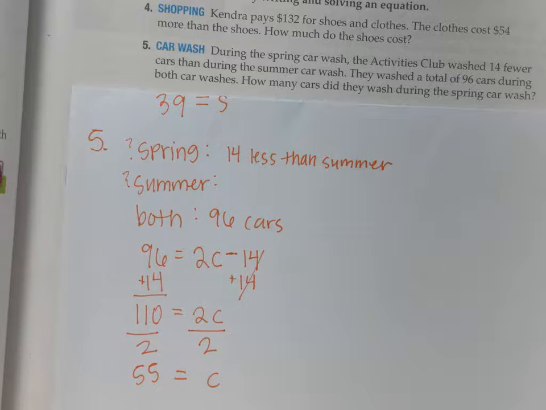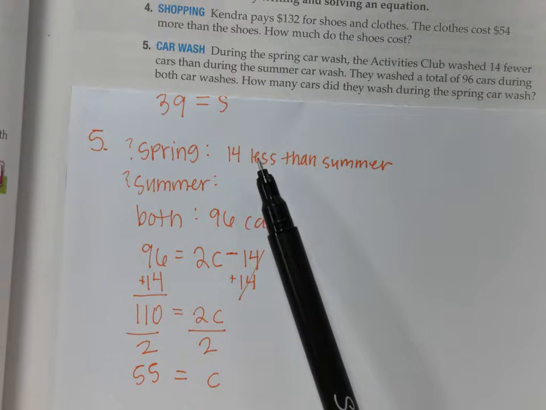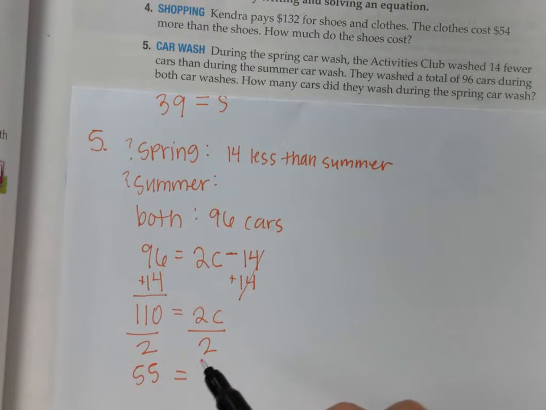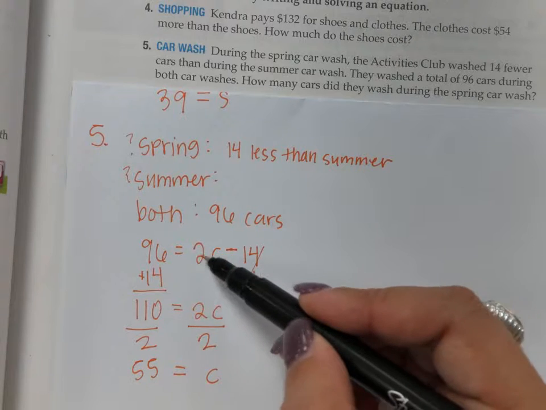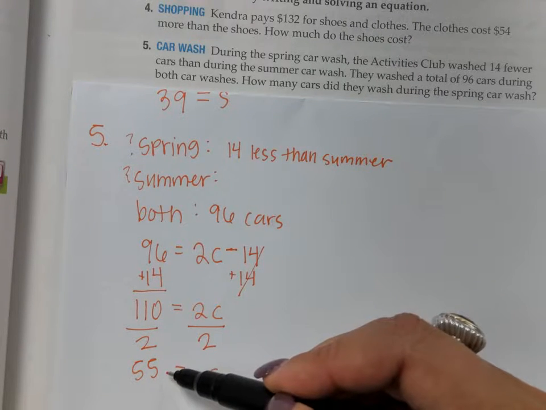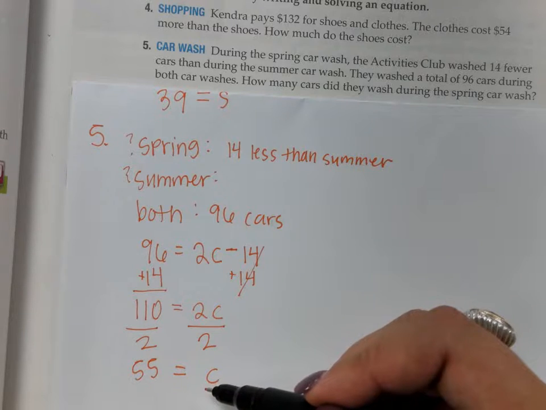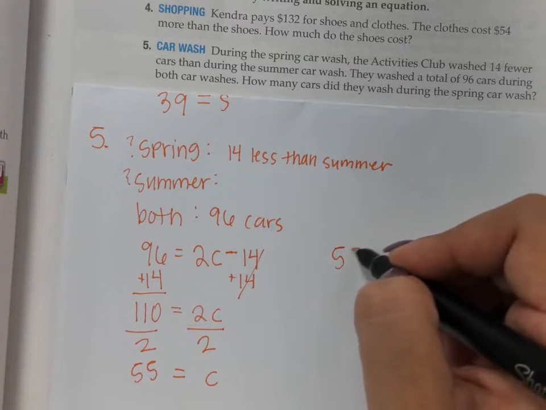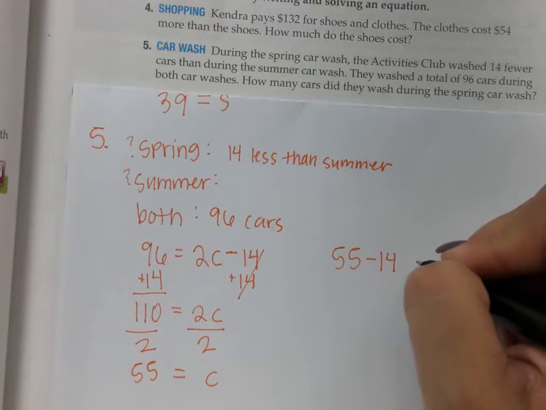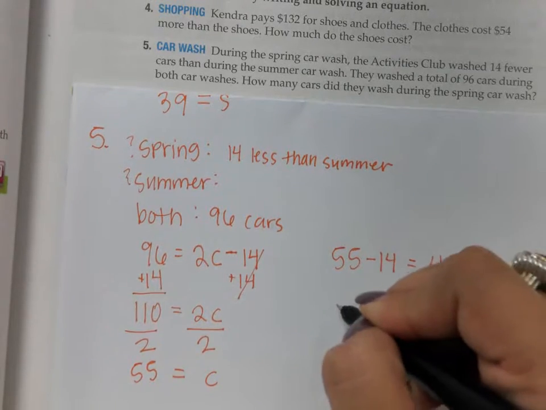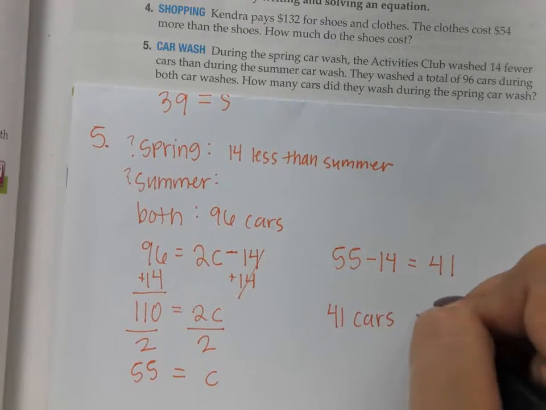Okay, but does that answer the question as to how many cars they washed during the spring car wash? Subtract 14. The spring was 14 less than the summer, right? So that means I need to take my value for C, because that's how many they washed in both, right? So 2 times 55 is what they did. But then the spring was 14 less. So to find that out, I've got to subtract 14 from 55. 41. So that tells me that they washed 41 cars in the spring.